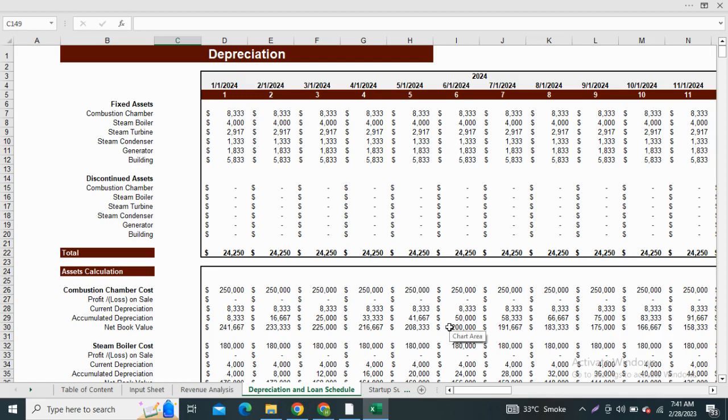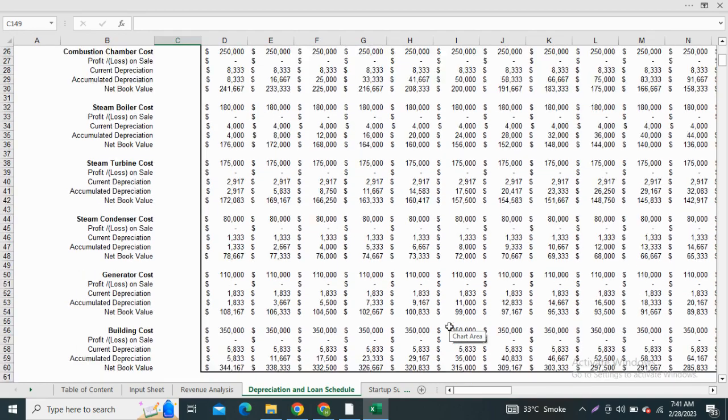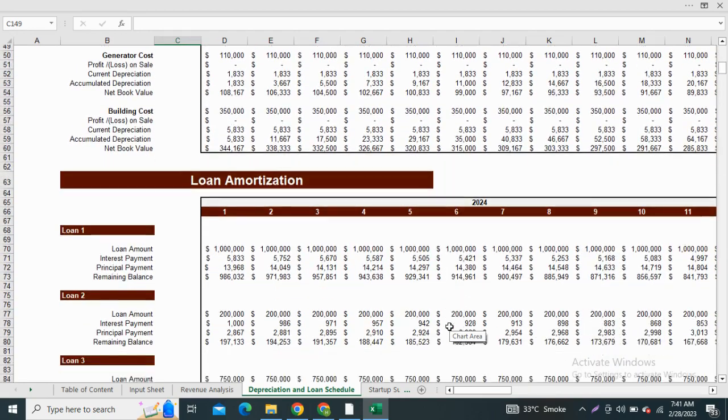Moving on to the depreciation and the loan amortization schedule. The depreciation table shows the reduction in the value of your asset for the next 5 years, and the loan amortization schedule shows the monthly principal and interest payments.